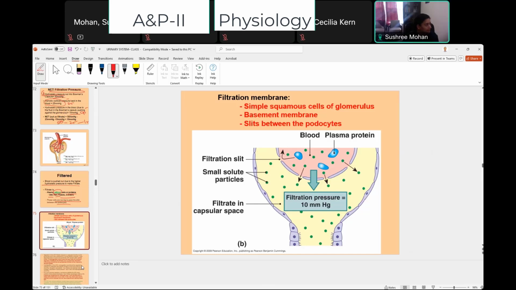So if you look at the filtration membrane, we know that it has a simple squamous cell, basement membrane, and there are slits between the podocytes. So here it shows you the filtration slit and the filtrate which is present in the capsular space that provides the opposing force. So ultimately it shows you how the filtration happens and how the fluid or the blood comes out through the glomerulus, not allowing the protein chunks or the big pieces to enter into the filtrate.